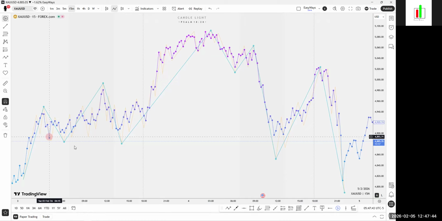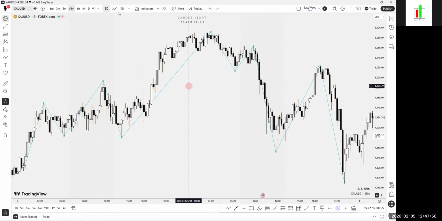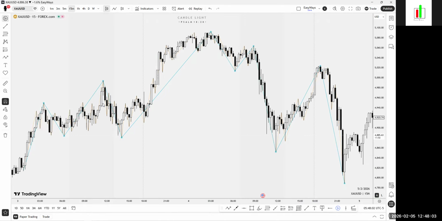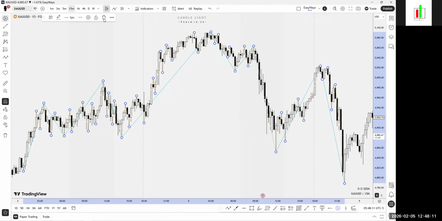Okay. So you'll see how accurate that makes the structure when we combine the two. Okay. So in combining the two, we don't necessarily need to be looking at the line chart. We can do everything looking at our normal candlesticks. Okay. So let me show you this here.